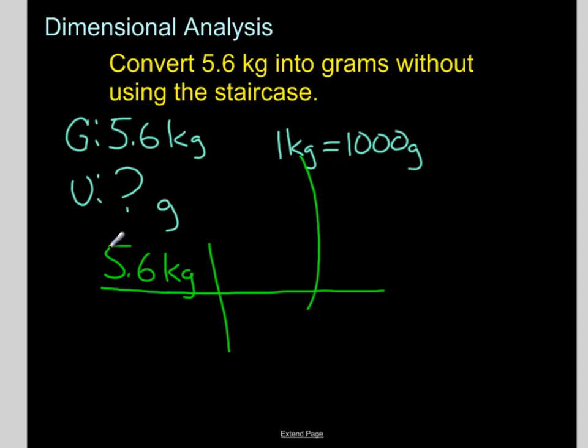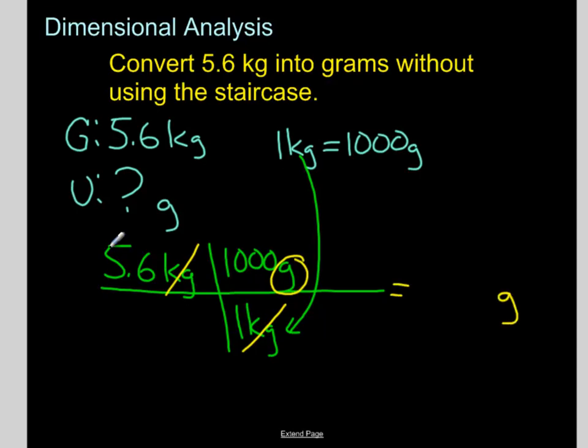Okay, now since I've got 5.6 kilograms as my given, I want kilograms on the bottom. So I take my 1 kilogram, that goes on the bottom. On the top then is going to go my 1,000 grams. That's the other half of the equality. Okay, then we're going to cancel units out. That's the dimensional analysis part. We cancel the kilograms, and we're left with grams on the top. That's good because my unknown is in grams. I want grams. So we punch that in the calculator and we get 5,600 grams.